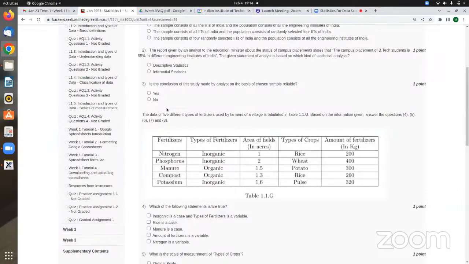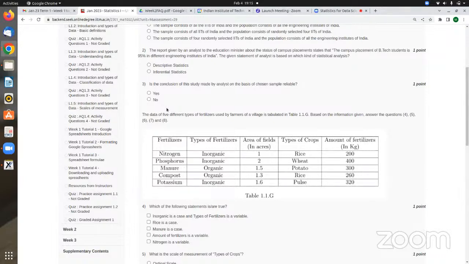It can be used for an area of field like 1.5 acres. It can be used for potato, and the amount of fertilizer required is around 300. So for manure, I'm able to collect all these other variables.